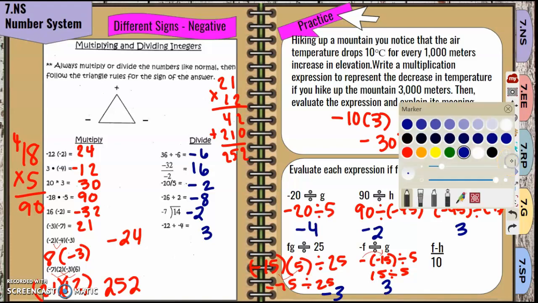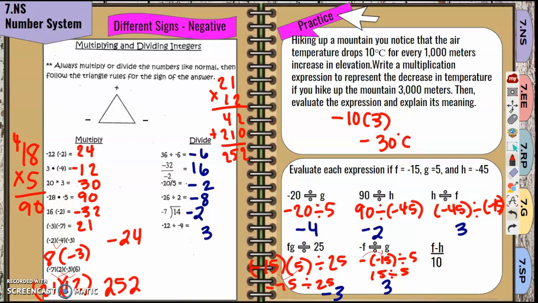And the last one is f minus h. So f is negative 15 minus h is negative 45 divided by 10. So I have to do everything on top. Negative 15 minus negative 45. When I'm subtracting, I have to do keep, change, opposite. That becomes negative 15 plus 45, which is 30. And bring everything else down. 30 divided by 10 is 3.